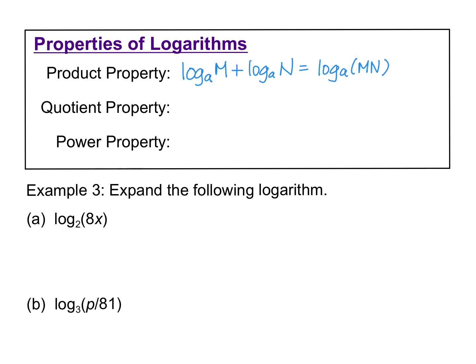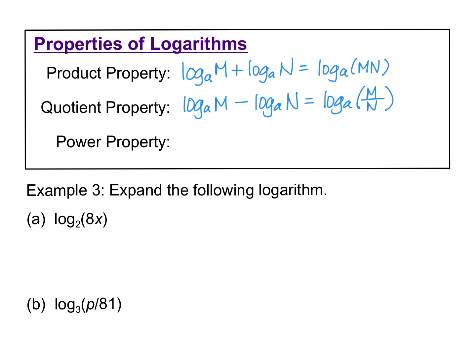The quotient property says log base a of m minus log base a of n equals log base a of m divided by n. So here, when we subtract 2 logs with the same base, it can be rewritten as 1 single log with that base with the arguments divided by each other. So m divided by n. Again, we will prove this later this week.